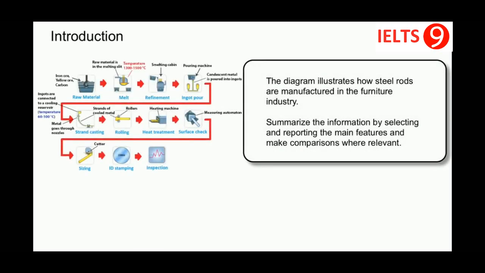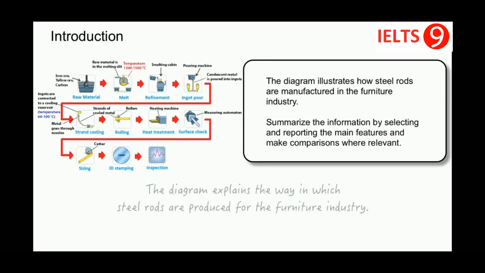The first paragraph you need to write is your introduction. For the introduction, you need to paraphrase the topic in your own words. So, instead of writing, the diagram illustrates how steel rods are manufactured in the furniture industry, you need to write a paraphrased version of that sentence. Here is how I wrote it. The diagram explains the way in which steel rods are produced for the furniture industry.